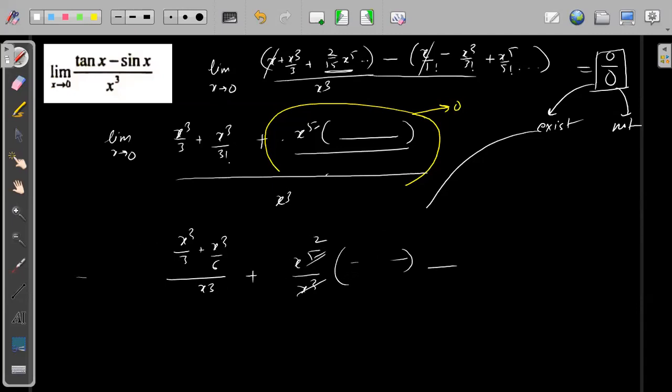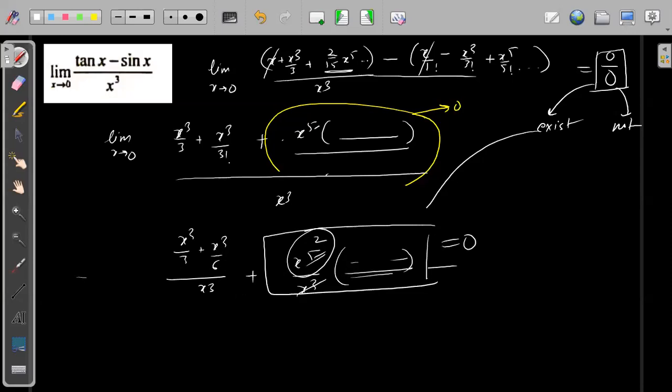So this is x square. All these terms will have the multiplied x square term. The remaining terms will have more power, right? So this x square, as x tends to 0, this whole part becomes equal to 0. This x cube and x cube get cancelled. So this is 1 by 3 plus 1 by 6. This is 1 by 2.